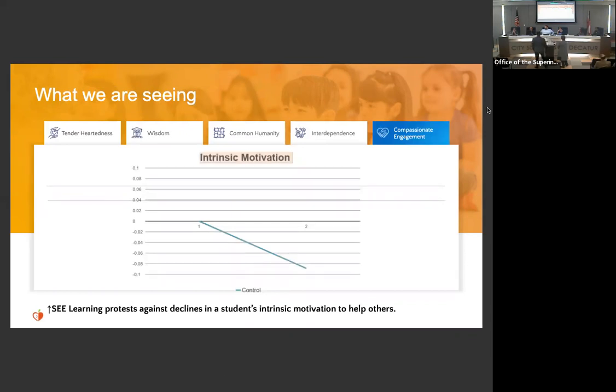Finally, intrinsic motivation. We think about how do we motivate kids? How do we get them to have that general motivation to get going? It goes down over time, which makes sense. By the end of the year, kids don't want to do anything. They're ready for summer. They're not motivated anymore. CSL learning caused significant increases in intrinsic motivation.